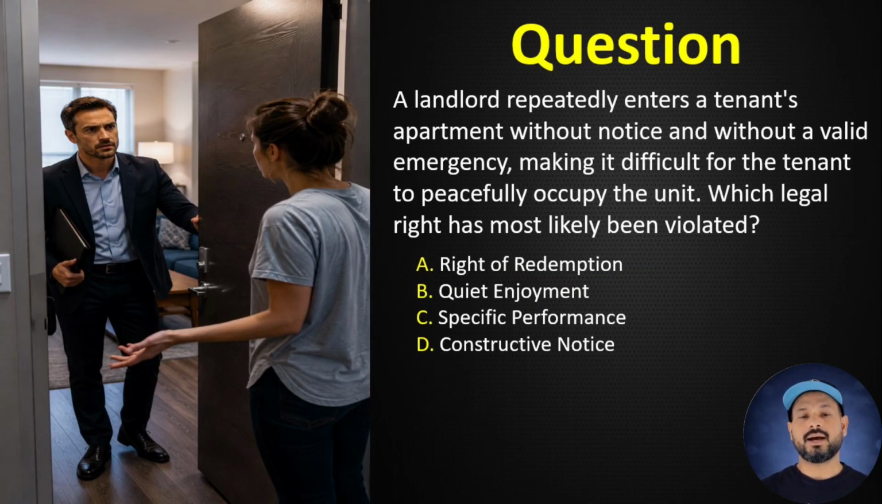Question number 47. A landlord repeatedly enters a tenant's apartment without notice and without a valid emergency, making it difficult for the tenant to peacefully occupy the unit. Which legal right has most likely been violated? A, right of redemption, B, quiet enjoyment, C, specific performance, D, constructive notice. Correct answer B, quiet enjoyment. Tenants are entitled to peaceful possession without unreasonable interference from the landlord.